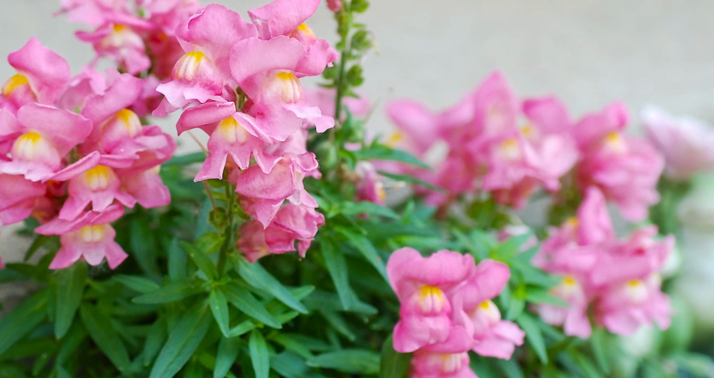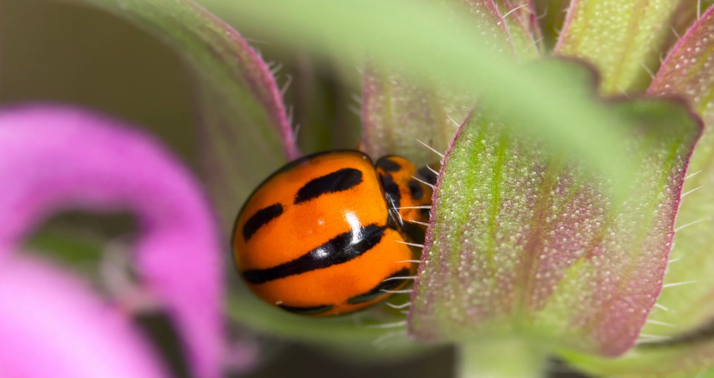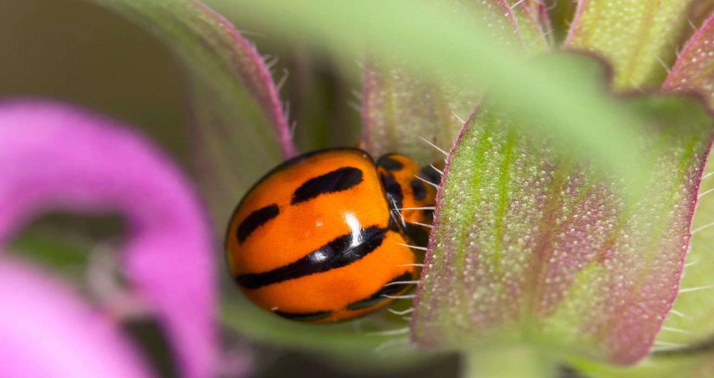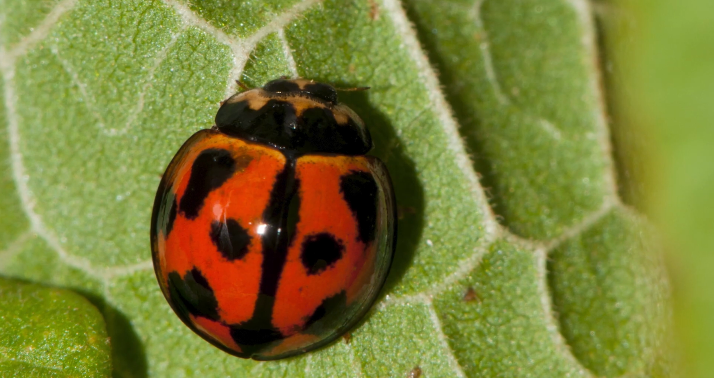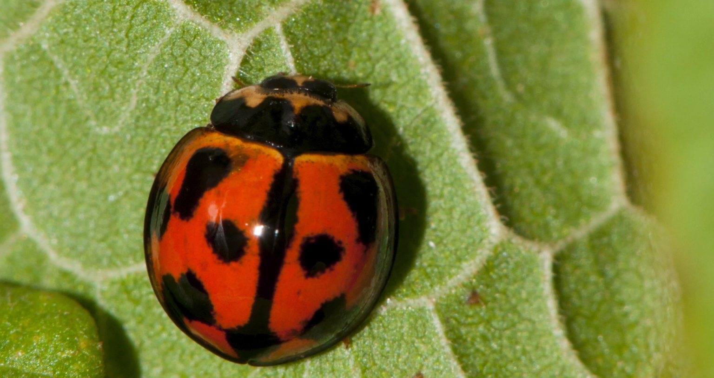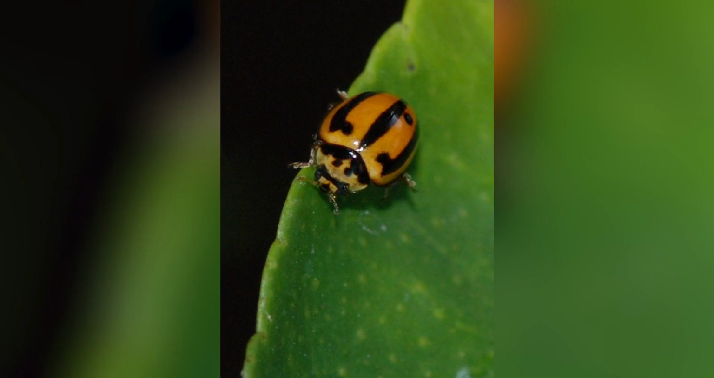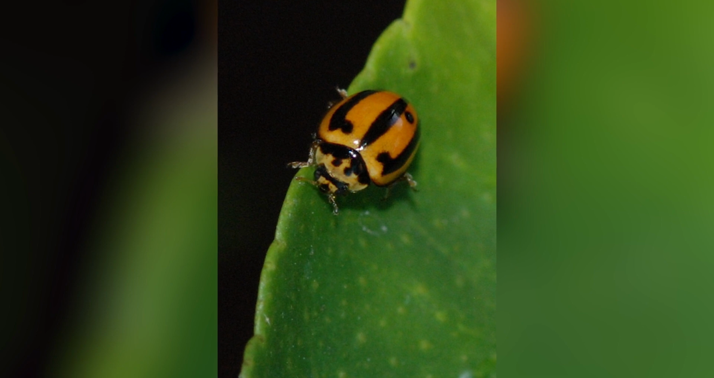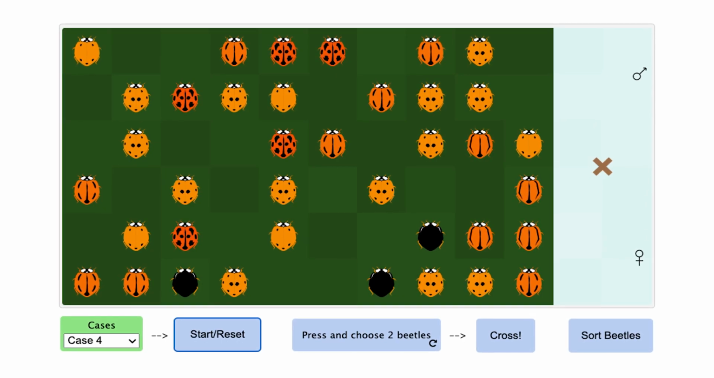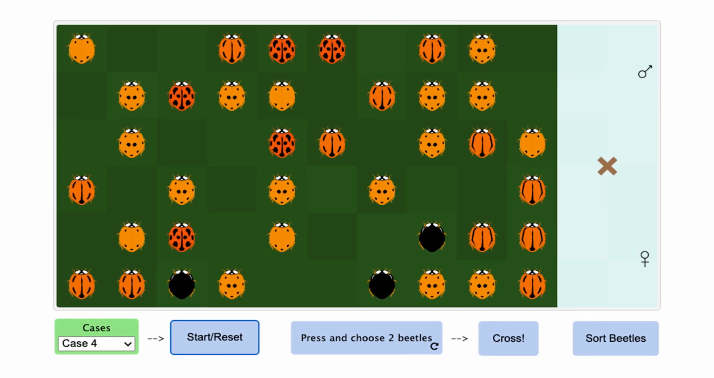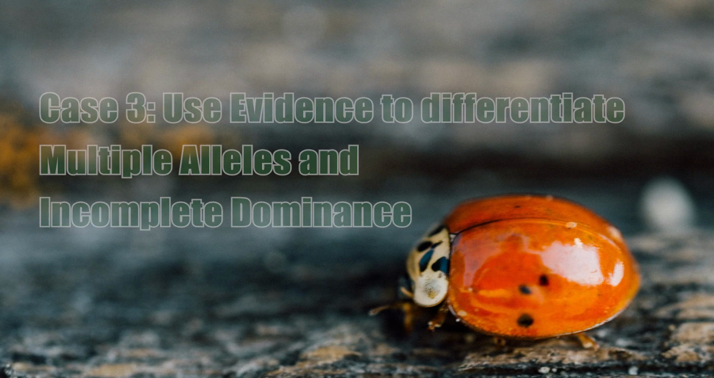What if they come across a case in which a new trait does not look like a diluted form of the parents? How do they figure out whether the trait is caused by incomplete dominance or a new allele? Let's continue exploring the inheritance in common Australian lady beetles to find out.